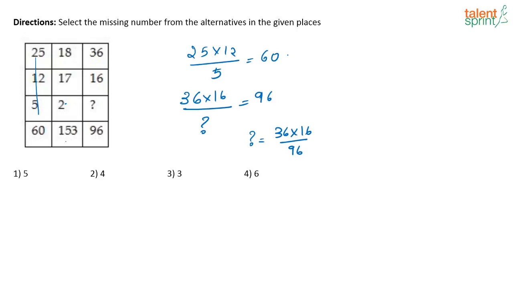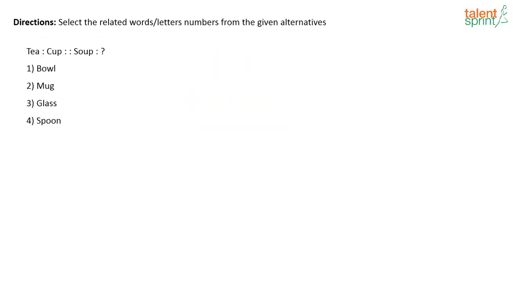What is the answer that you get for this one? Yes, the correct answer is 6. Neeraj has got the correct answer, that is option 4, 6. Next one. Tea is to cup as soup is to dash. See, tea is served in cup. Similarly, soup is served in a bowl. So correct answer for that is option 1.